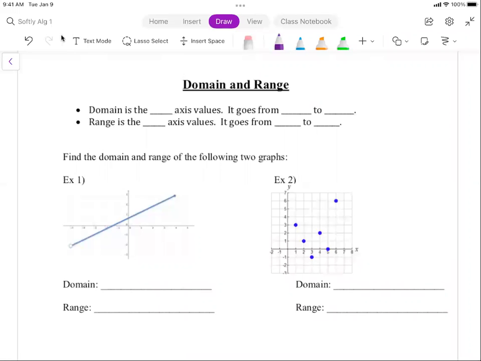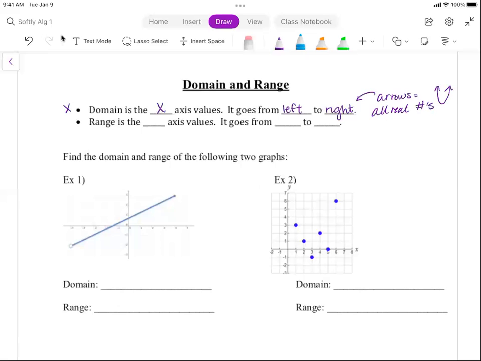All right, now we're looking at domain and range. Again, nothing new. We've all learned this. We need to remember domain is the x-axis values. So domain, we know, is x. It goes from the left. Whatever number I have all the way from the left to all the way to the right would be my domain. Remember, arrows equal all real numbers. If I have arrows, it will be all real numbers.